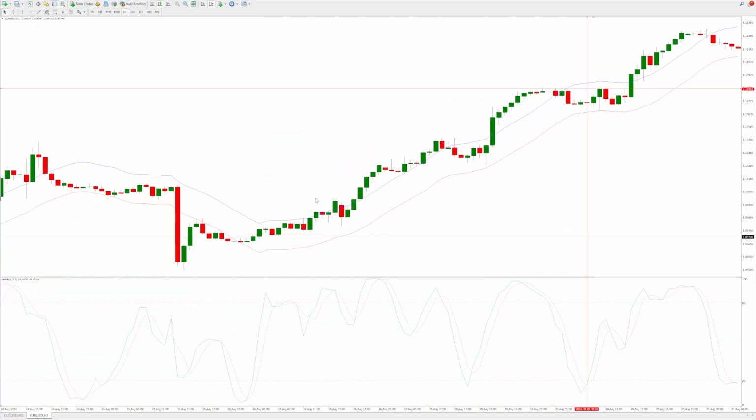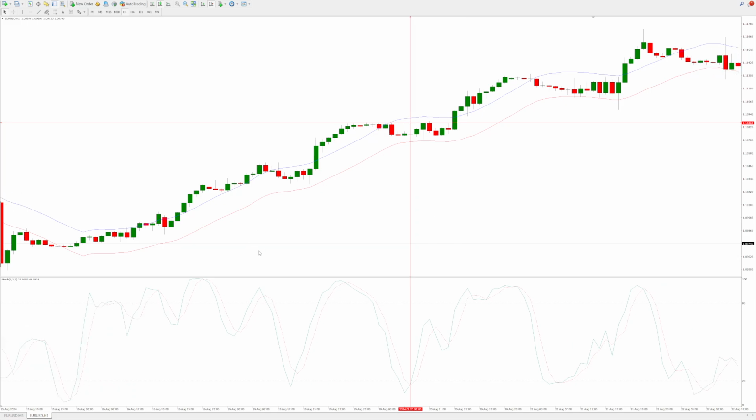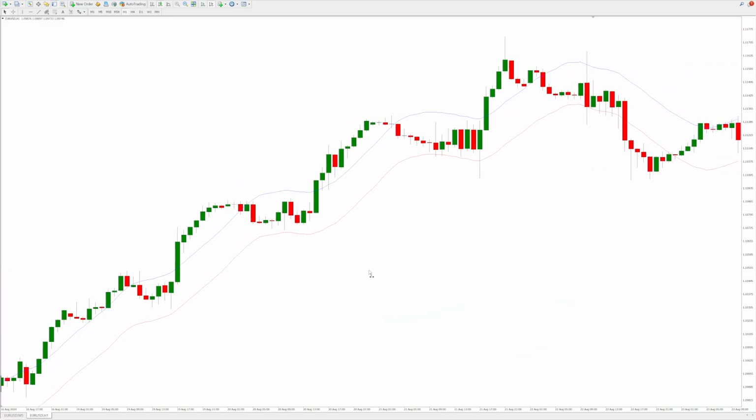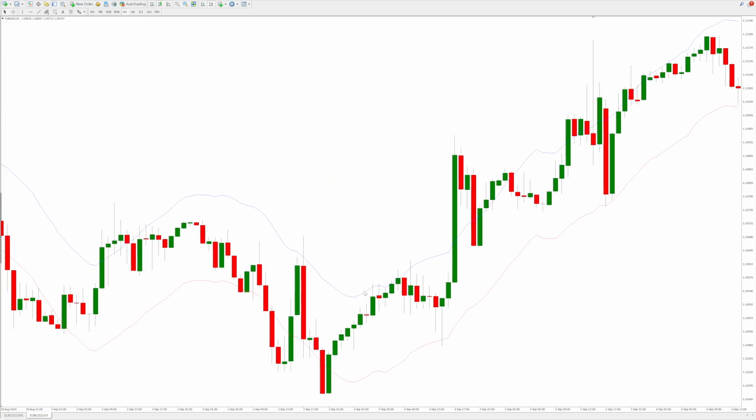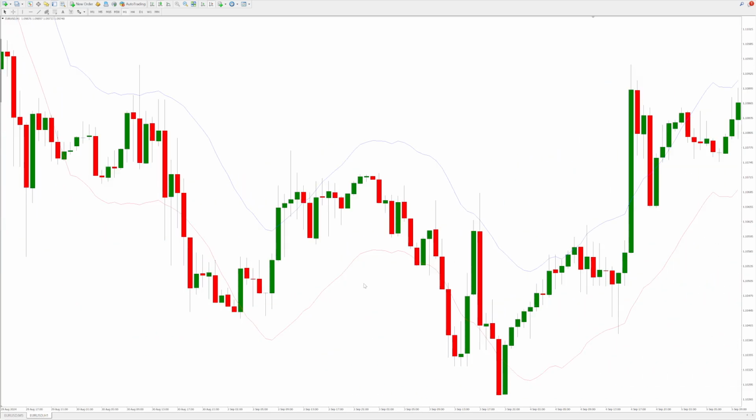So there would have been ample opportunity to catch some good moves on this particular trend. Like I say, you can use the envelopes indicator on any chart time frame in various market conditions. You can use it in combination with other indicators, price action.